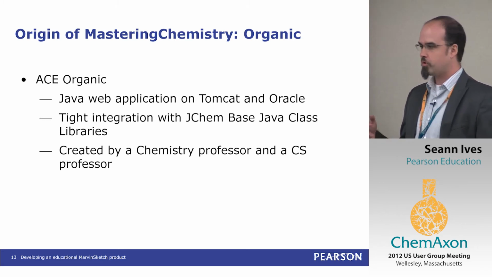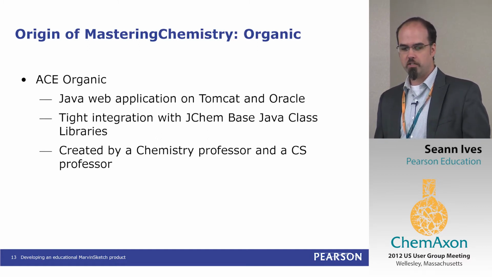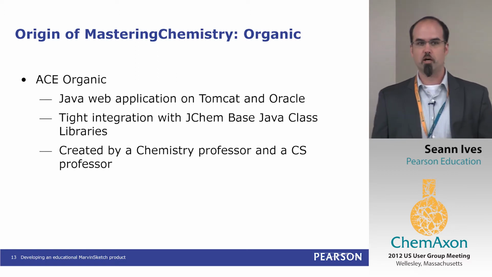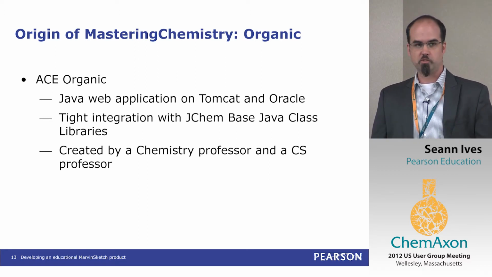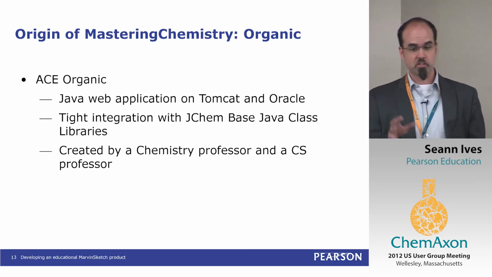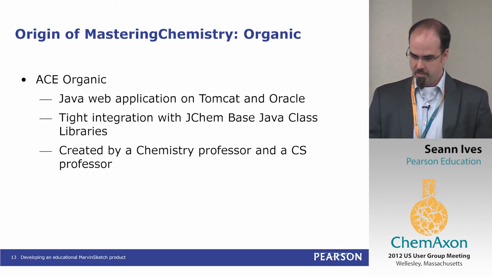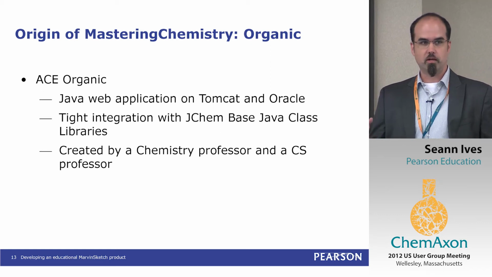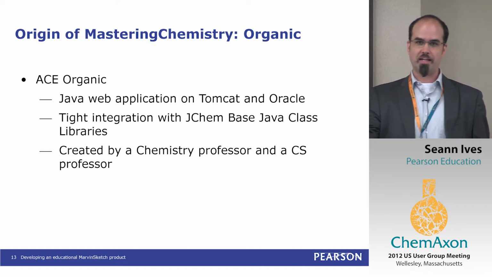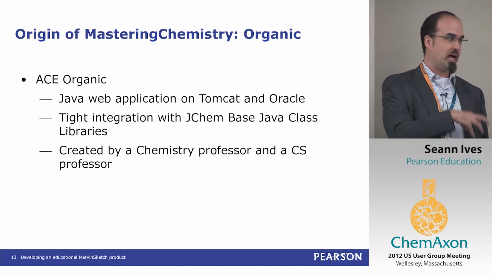Mastering Organic came from a product from the University of Kentucky, ACE Organic, which is a Java application tightly coupled with JChem. It was made by a chem professor and a CS professor there, and thankfully they still work with us on Mastering Organic. Our job in mastering development was to take the organic chemistry brains out of ACE and put it into the mastering product.